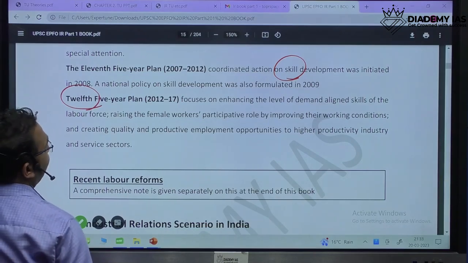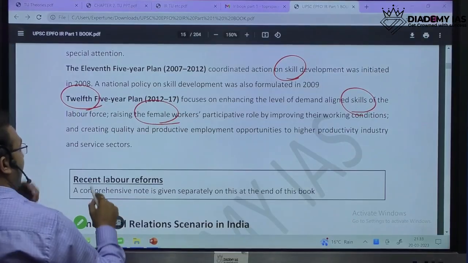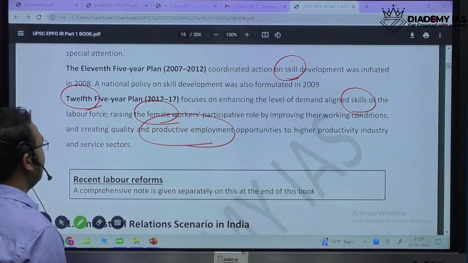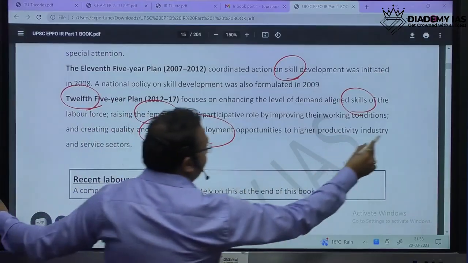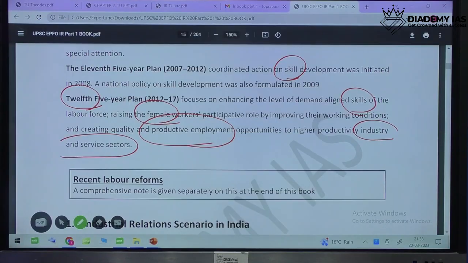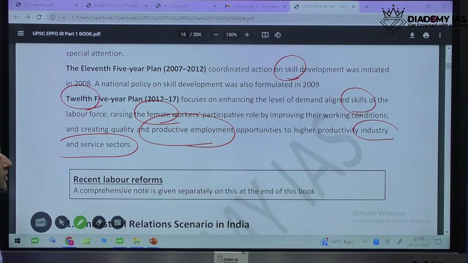In the 12th 5-year plan, again skill development, participation of the female workers, okay, and then providing the quality and productive employment opportunities to the higher productivity industry and service sector. Okay, so 12th 5-year plan में आपका focus था on enhancing the level of demand aligned skills of the labor force, raising the female workers' participative role by improving the working conditions, and creating quality and productive employment opportunities to higher productivity industry and services sectors. So this is the 12th 5-year plan.